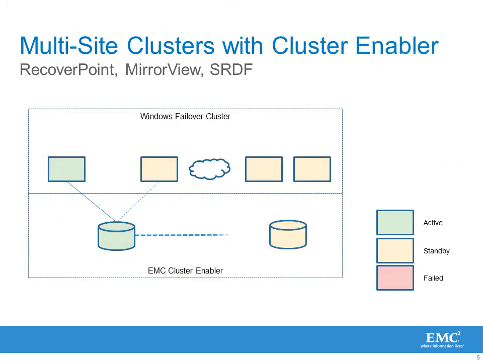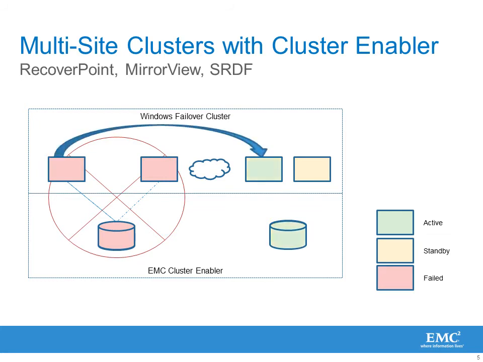Enter Cluster Enabler. When Windows Failover clustering attempts to fail over to the DR site, it'll contact EMC Cluster Enabler, which will stop replication automatically and make those disks available to the Windows servers in the DR site automatically and with no administrator intervention.